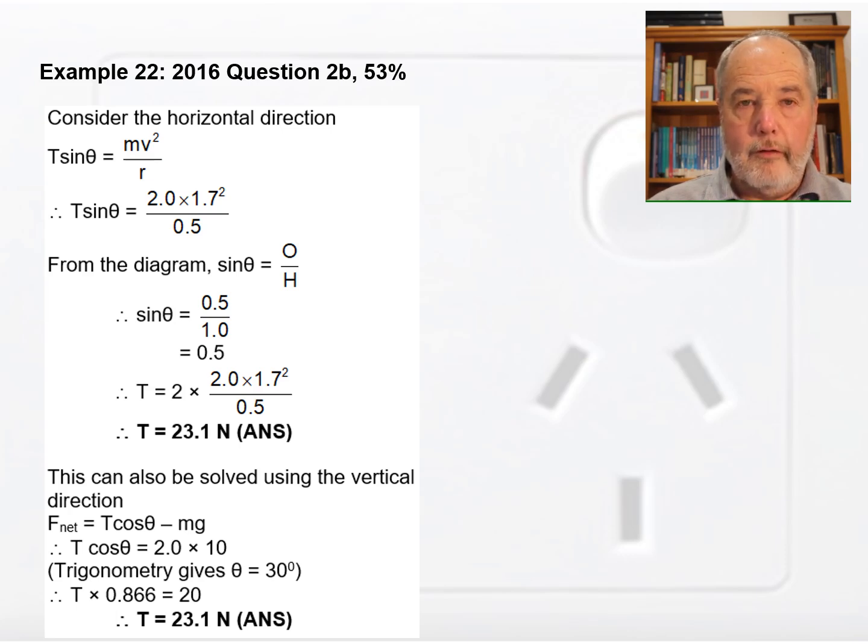The other way is to consider the vertical direction. It's not moving in the vertical direction, so the net force is equal to 0, which gives me that T cos theta will equal mg. Again, substituting in gives me 23.1 Newton.